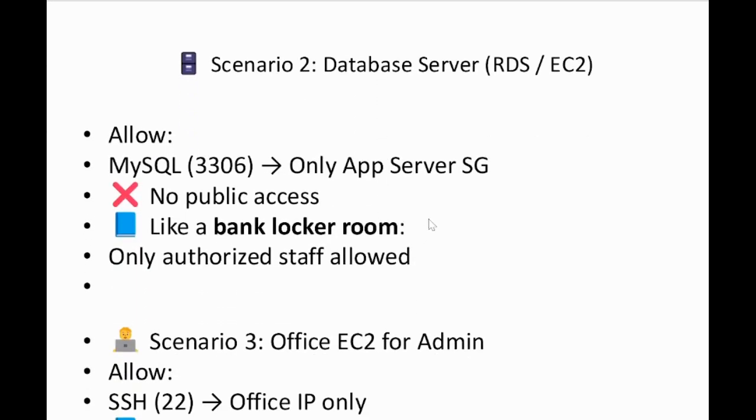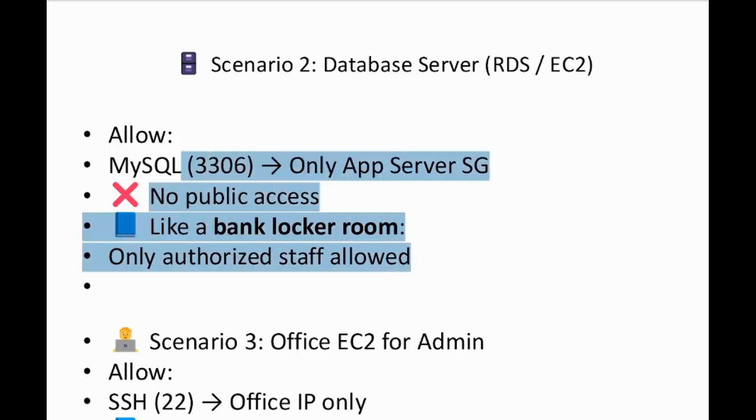The next scenario is a database server. Suppose it is a database server on RDS or EC2. It allows MySQL, and the MySQL port is 3306, only from the app server security group. No public access, so here the public cannot access it. Only the app server security group can access MySQL. Like a bank locker room, only authorized staff are allowed. So in this way you can understand what the database server allows and what it blocks.